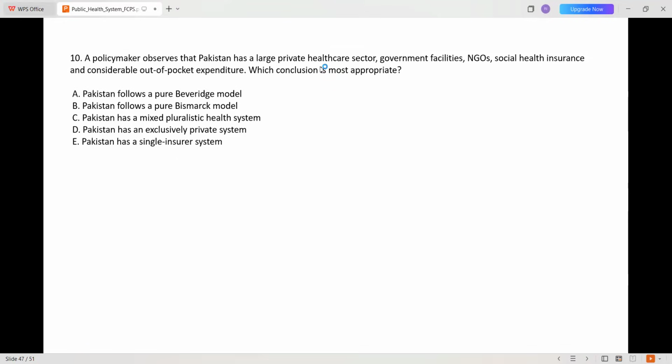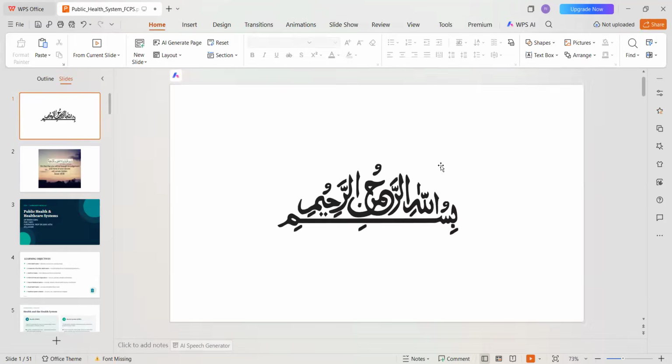MCQ number 10. A policy maker observed that Pakistan has a large private health sector, government facilities, NGOs, social health insurance, and considerable out-of-pocket expenditure. Which conclusion is most appropriate? A, Pakistan follows a pure Beveridge model, B, Pakistan follows a pure Bismarck model, C, Pakistan has a mixed pluralistic health system, D, Pakistan has an exclusively private system, E, Pakistan has a single insurance system. C is the right option.